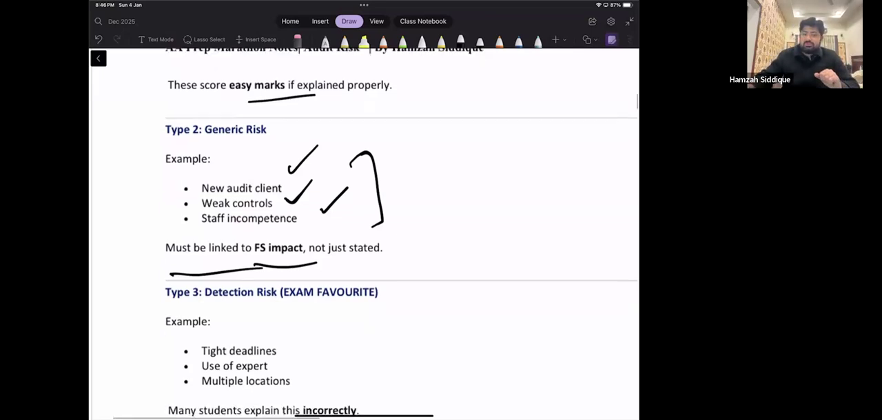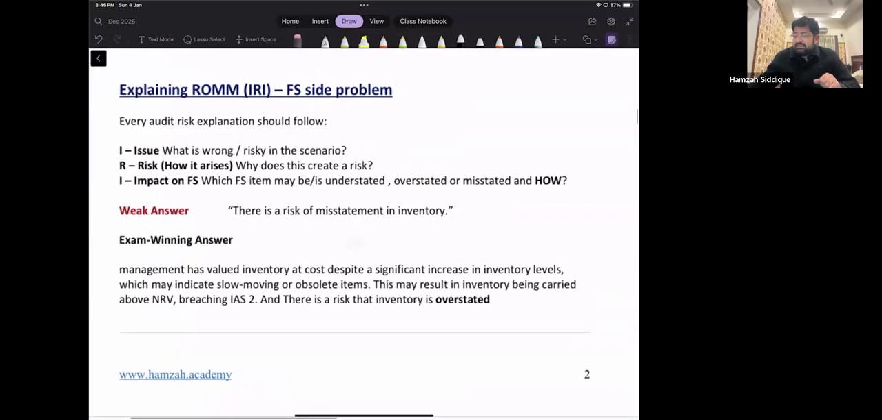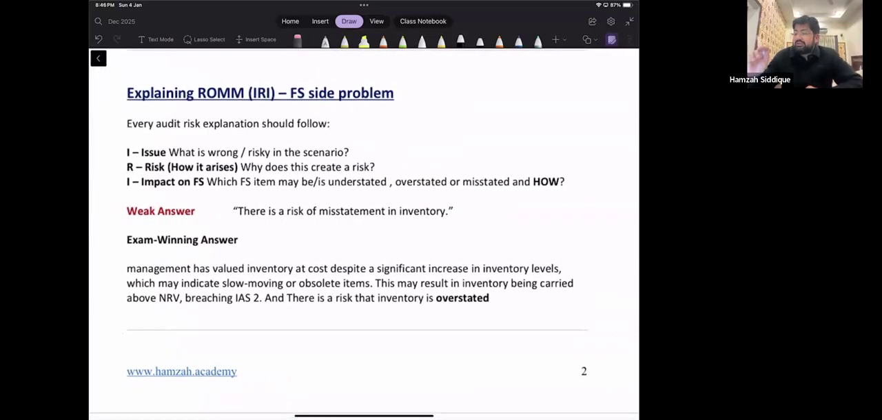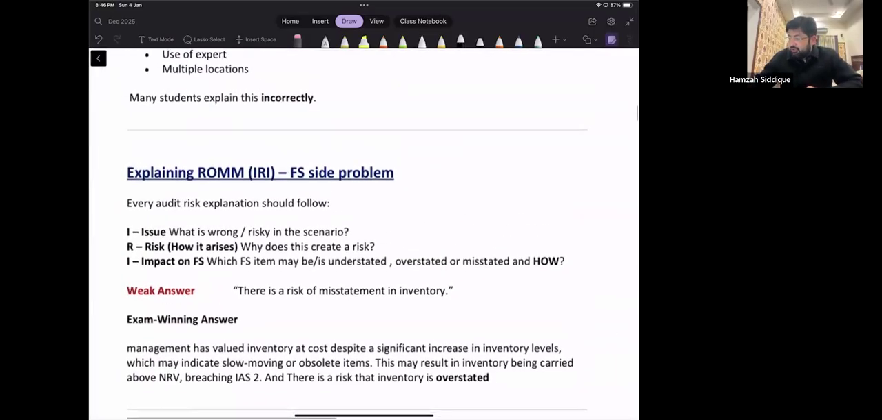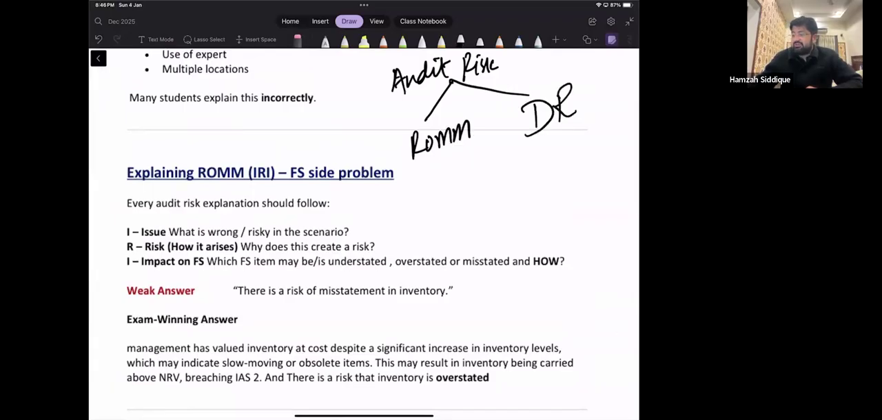Now, students, let us explain risk. We said that audit risk arises because of the risk of material misstatement and detection risk. So the risk of material misstatement means causing misstatement in financial statements.